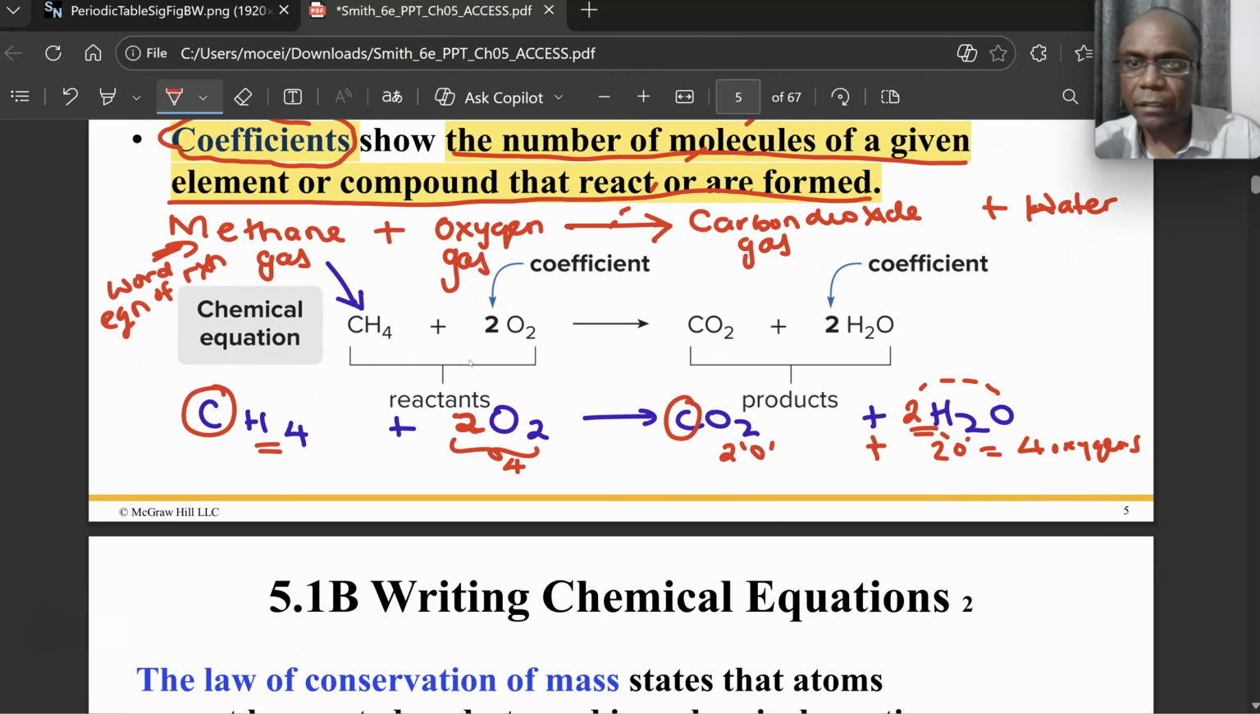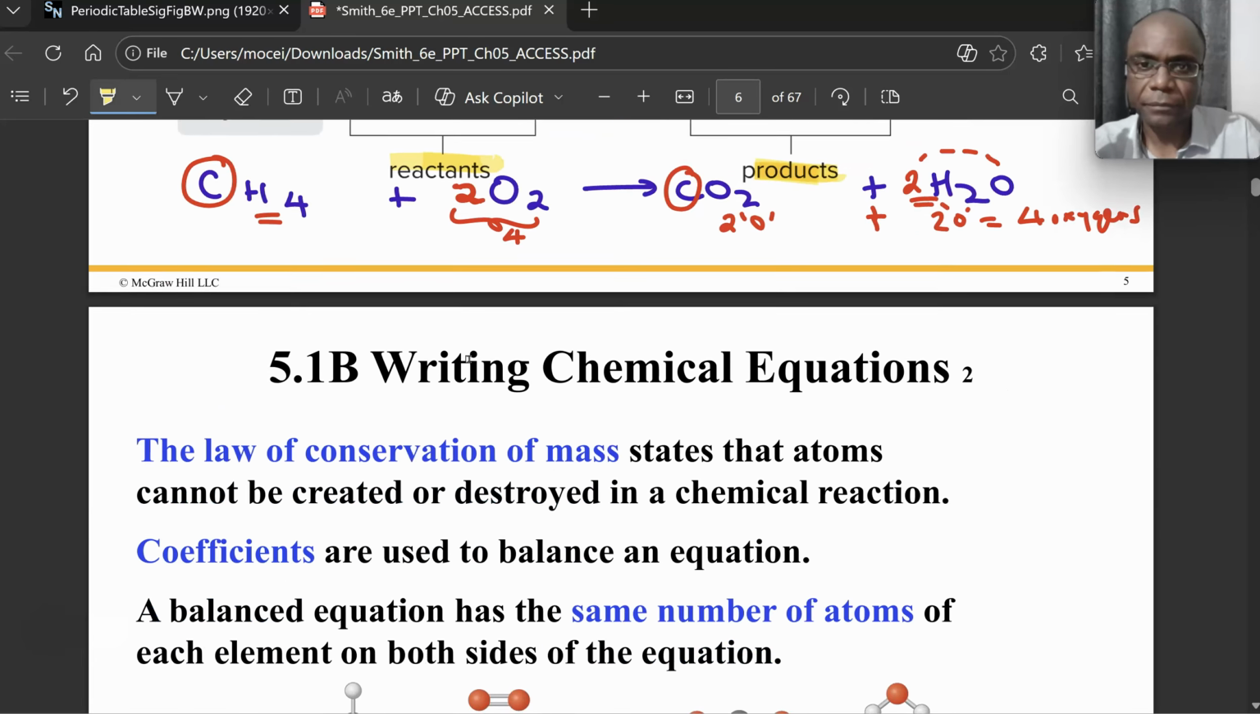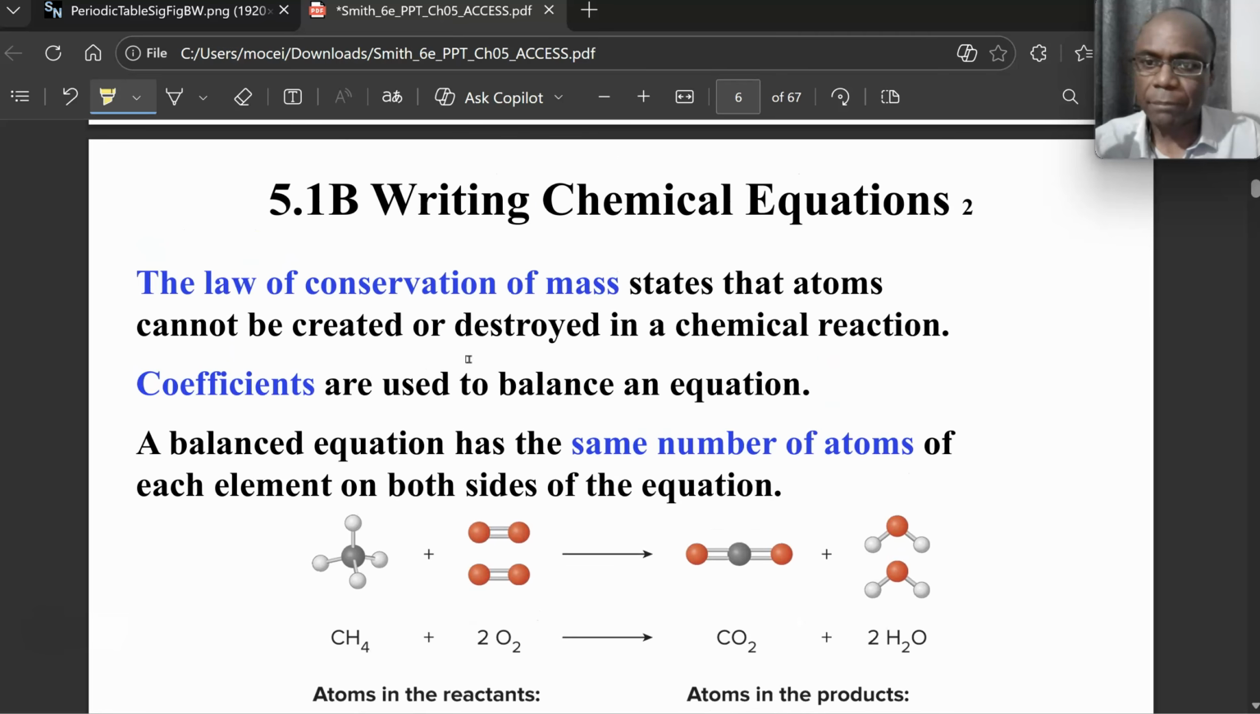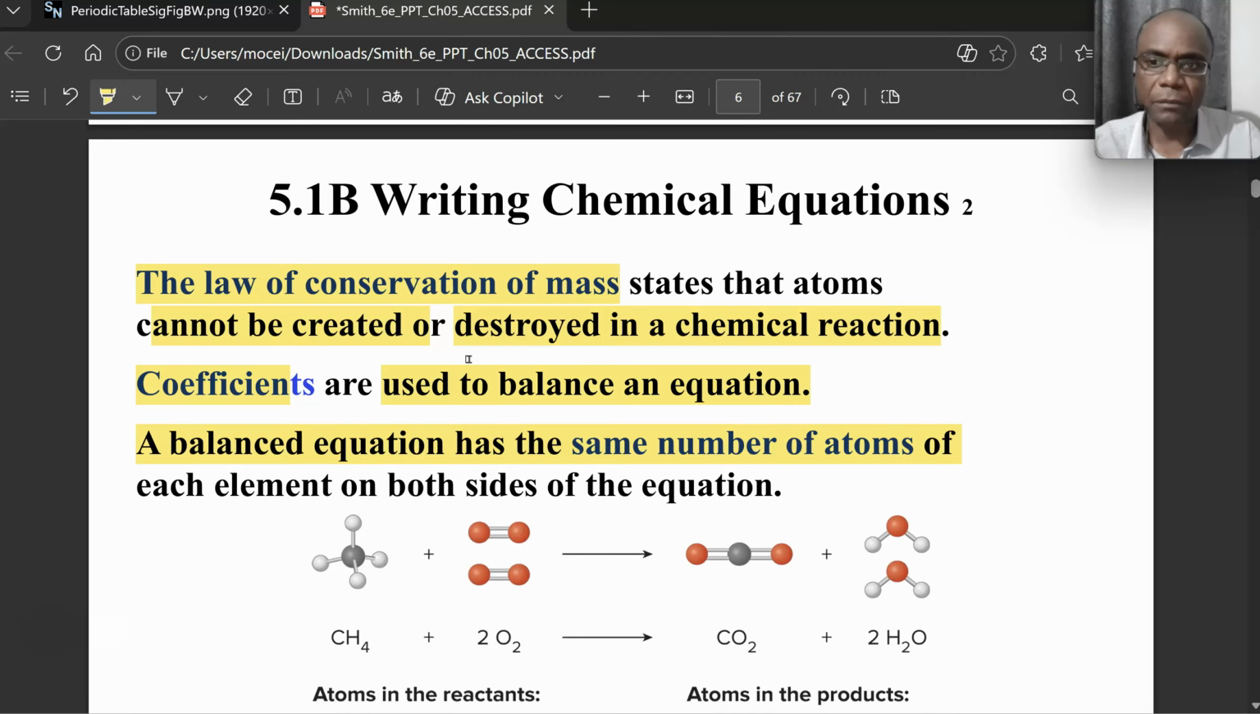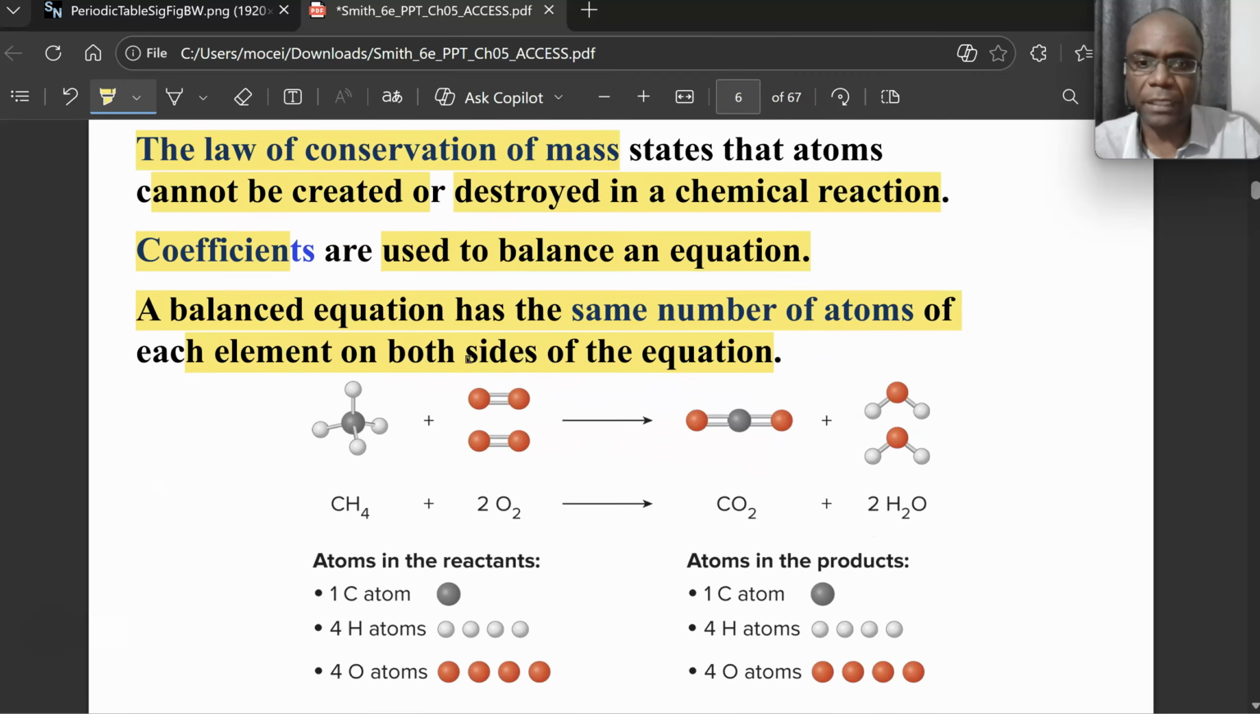Remember again, on the left side it's always the reactants. They react to give, to yield products on the right side. Like I mentioned, the law of conservation of mass states that atoms cannot be created or destroyed in a chemical reaction. They are just transformed into other molecules or combined in a different way to give you something different, a different molecule. Coefficients are used to balance the chemical equation like I showed before. A balanced chemical equation has the same number of atoms of each element on both sides of the equation.